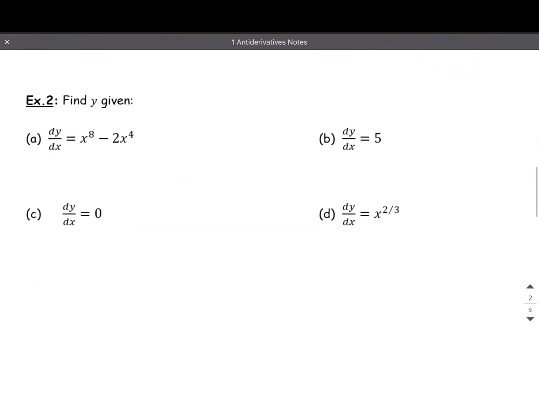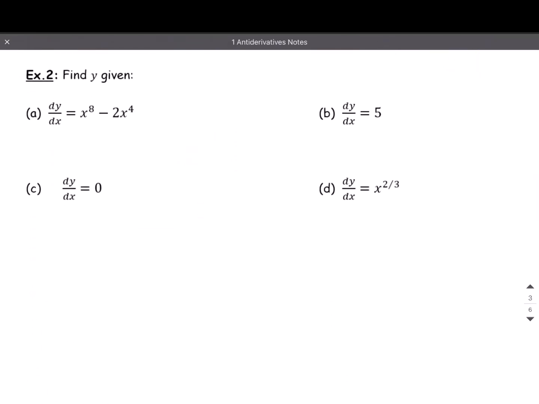Let's try a couple problems. So let's say we have dy dx equals x to the 8th minus 2x to the 4th. Well, the antiderivative of dy dx is y. For x to the 8th, we raise that exponent by 1 to 9 and divide by that new exponent 9. Minus, we had 2x to the 4th, but I'm going to add 1 to the exponent, so it's 2x to the 5th. I'm going to divide by that new exponent, and I'm going to add c. There we go.